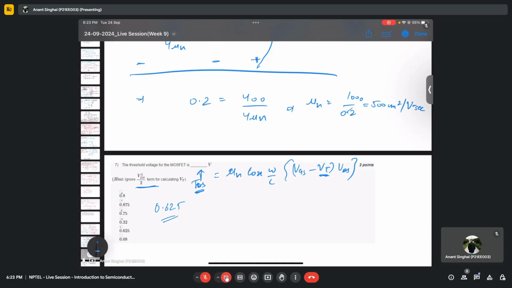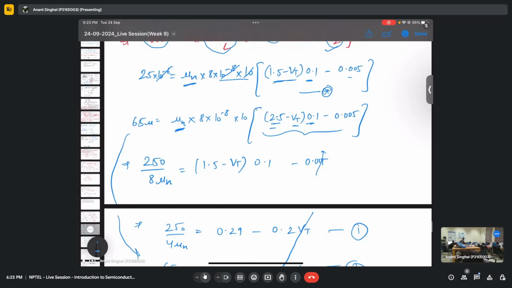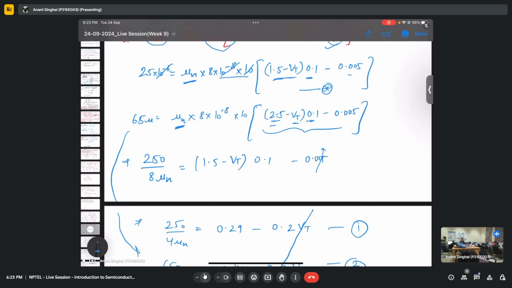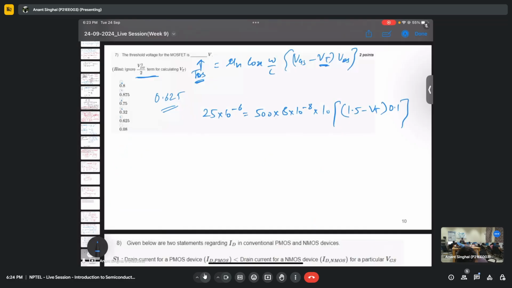Okay, so let me try to calculate. Let's say I'm taking any one case. So I'm taking 25 micro, ignoring this. 25 into 10 to the minus 6 is 500. Cox is 8 into 10 to the minus 8. This is 10. VGS is 1 minus VT, 2.1. VGS is 0.1, right? So 10 is for minus 2 minus 1. This also gone. This is 2.